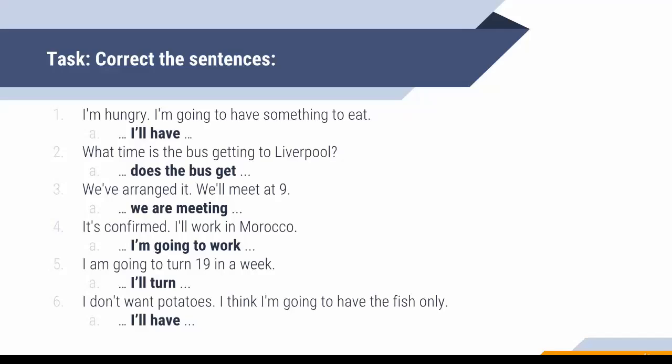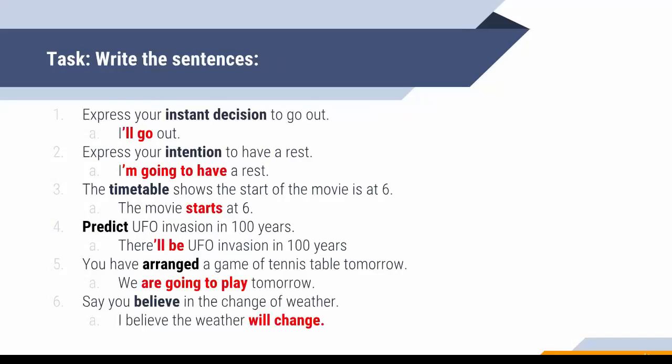I don't want potatoes. I think I'm going to have the fish omelette. At the moment, they offered you potatoes. At the moment, you're saying that you prefer fish. So, will, spontaneous decision. Last exercise, you need to paraphrase. So, express your instant decision to go out. Instant decision, will. I will go out.